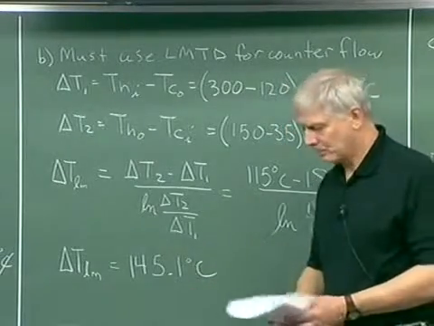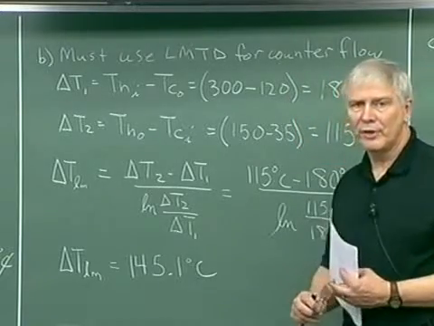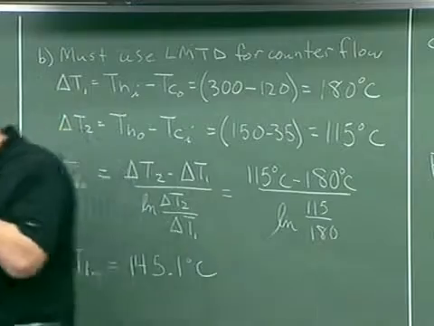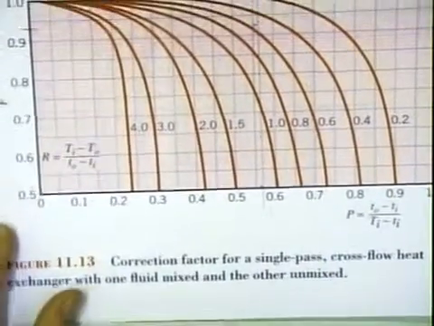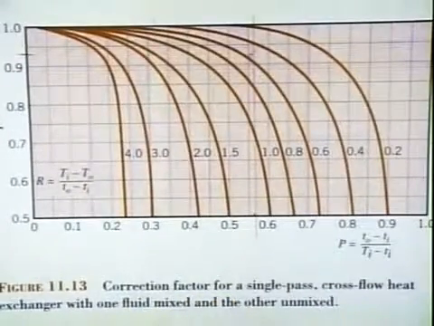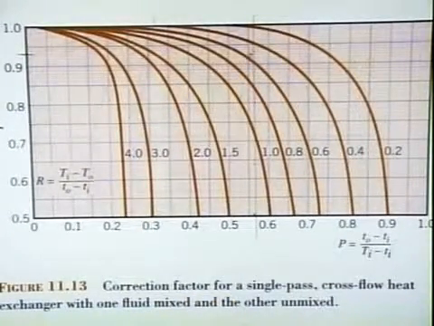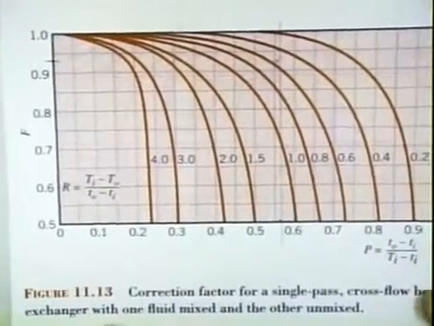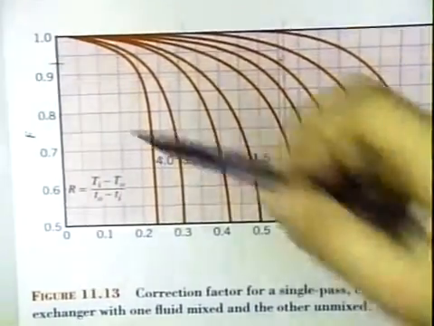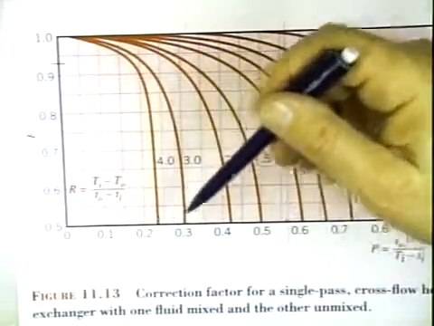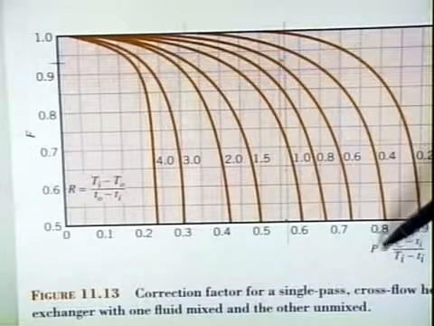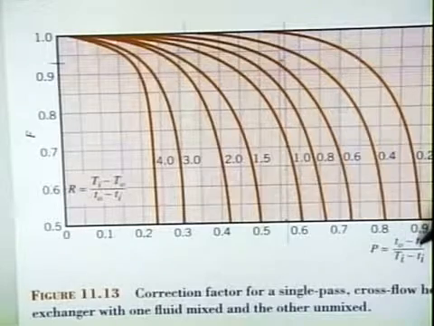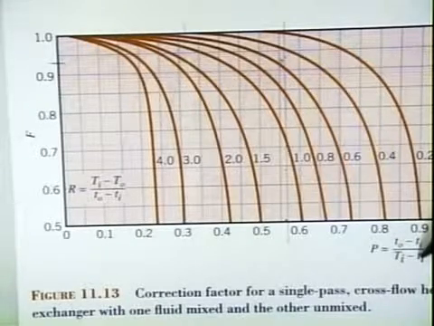All right, the next step is to determine our correction factor. So I want to go back to the overhead, and we're going to use this table that was part of the handouts that I gave out. Over here on the vertical axis, we have our correction factor F. On the horizontal axis, we have what's called P, and a little formula is given here. P is equal to little t out minus little t in over big T in minus little t in.